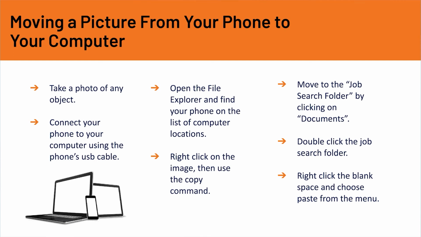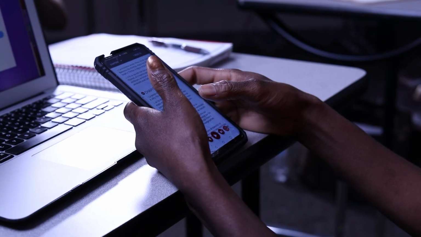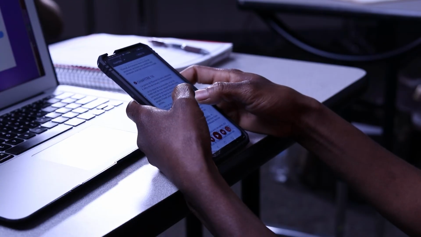Right-click on the image, then use the Copy command. Move to the Job Search folder by clicking Documents. Then double-clicking the Job Search folder. Right-click the blank space and choose Paste from the menu. This pastes a copy of the image in the Job Search folder. The original image is still on your phone. Now you know how to transfer any file from one location to another.